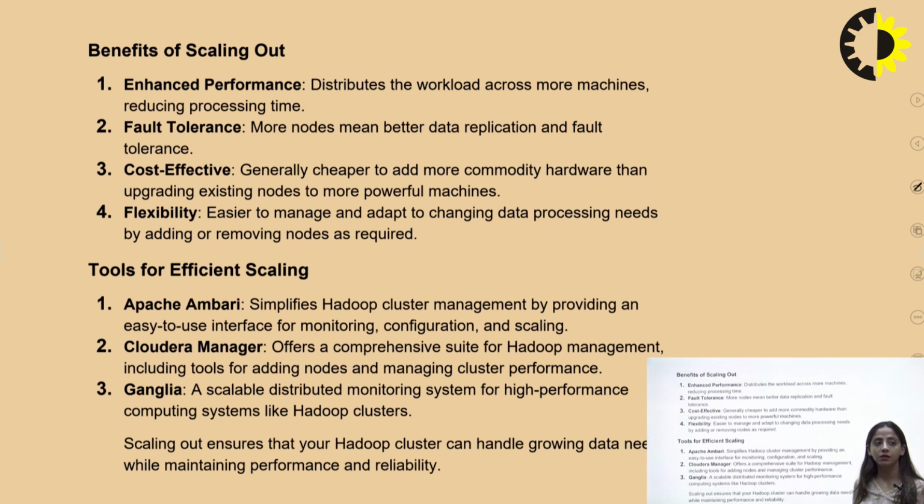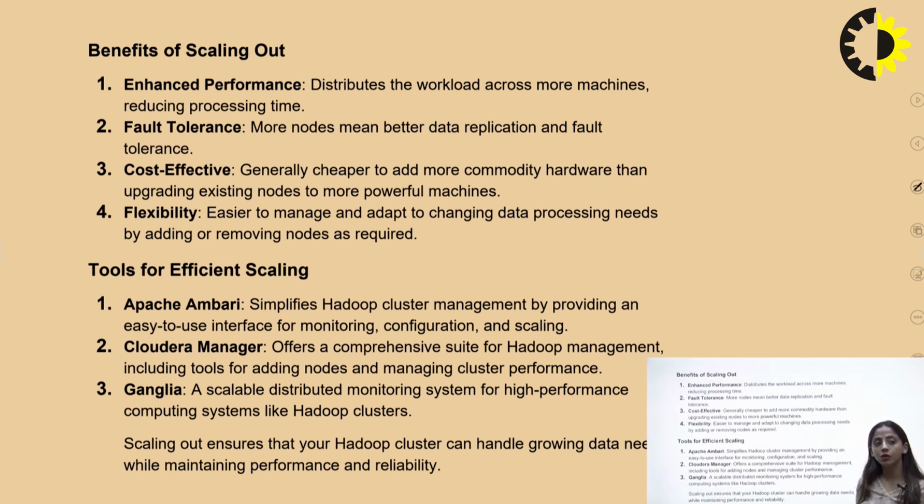Third one is cost effectiveness. It is generally cheaper to add more commodity hardware than upgrading existing nodes to more powerful machines. Then the fourth benefit of scaling out is flexibility. It is easier to manage and adapt to changing data processing needs by adding or removing nodes as required.